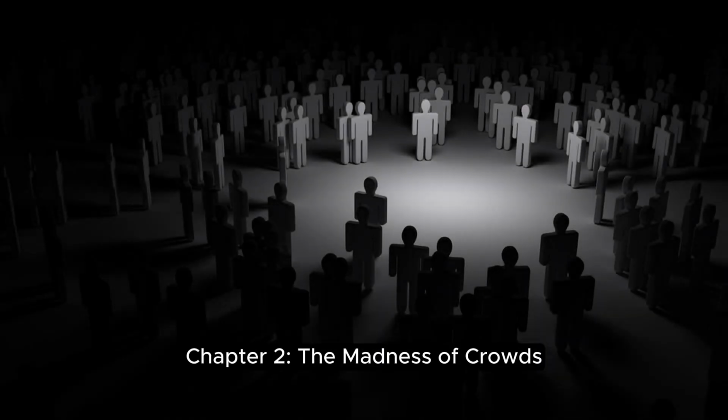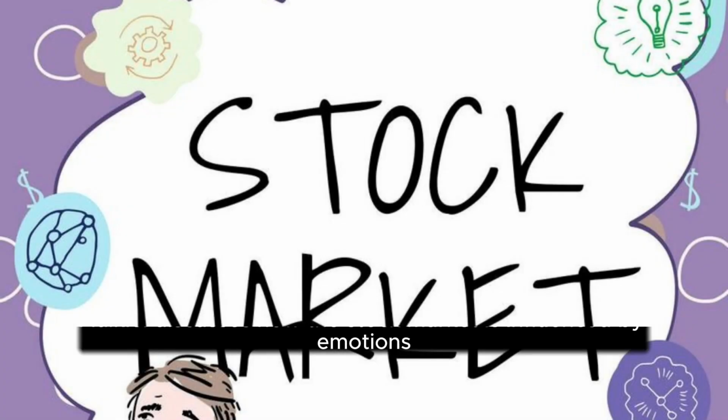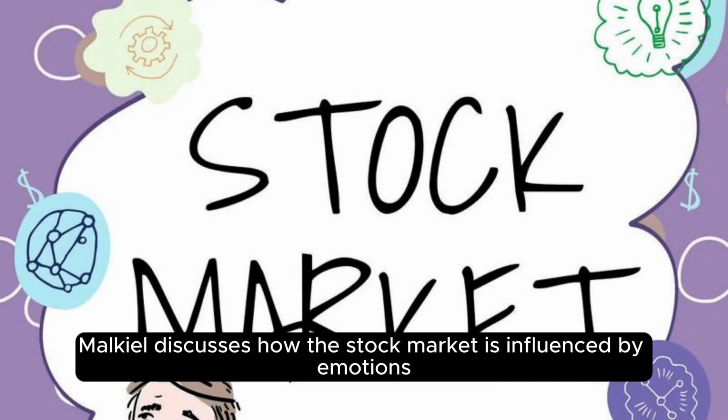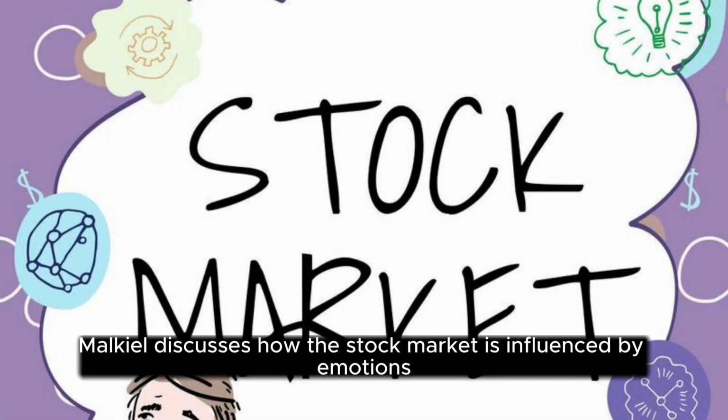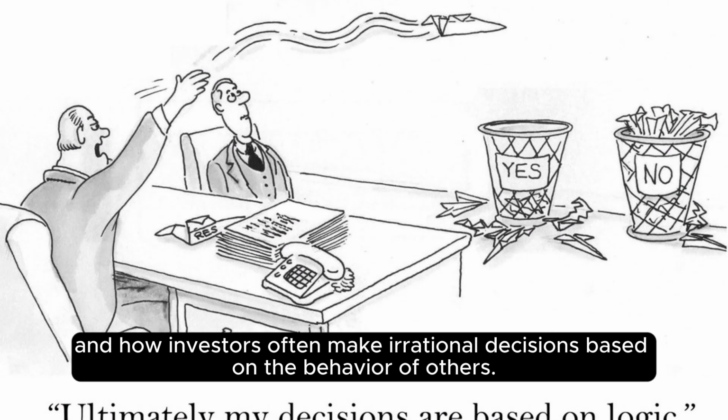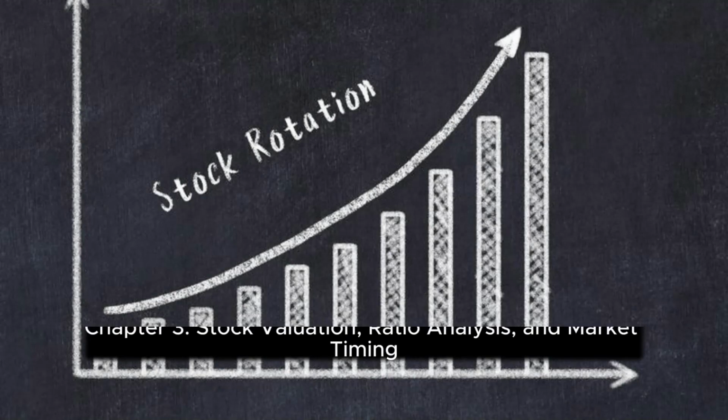Chapter 2. The Madness of Crowds. Malkiel discusses how the stock market is influenced by emotions and how investors often make irrational decisions based on the behavior of others.